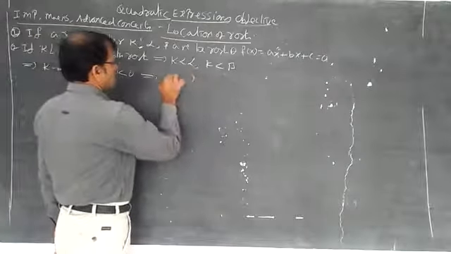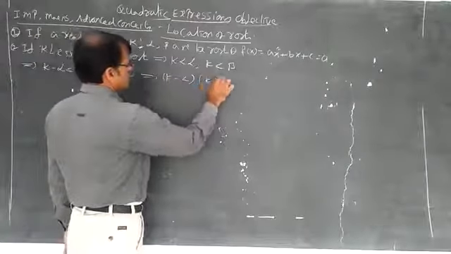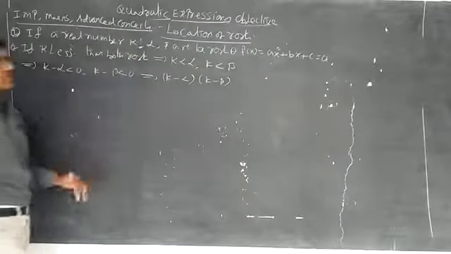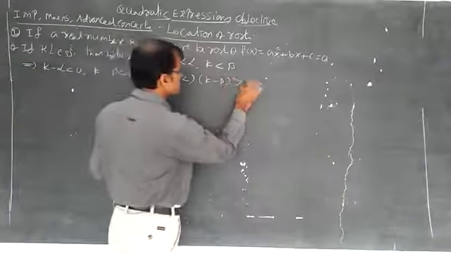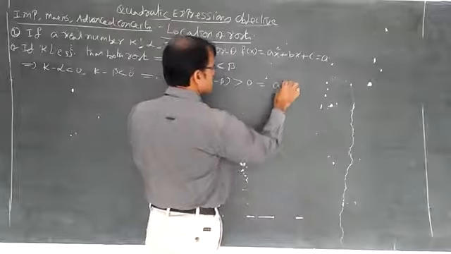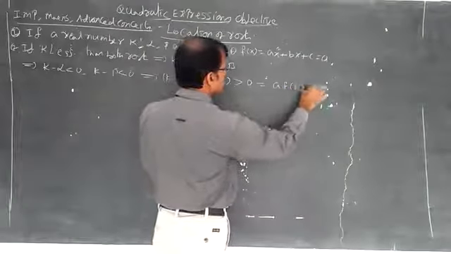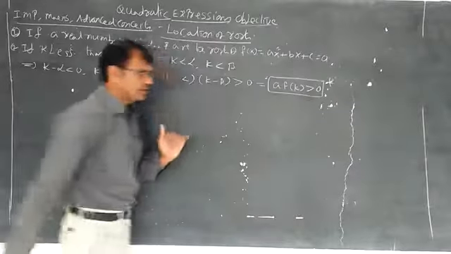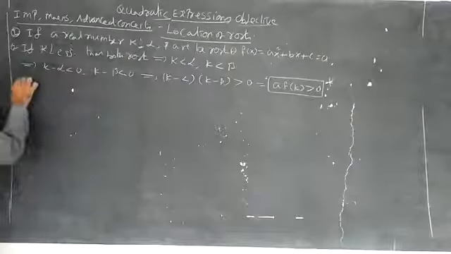Now multiply both conditions, k minus alpha and k minus beta. This is minus and minus. Minus into minus becomes plus. You can write this as, as in the previous concept, a into f of k. Here also it is greater than 0. Put a box here.